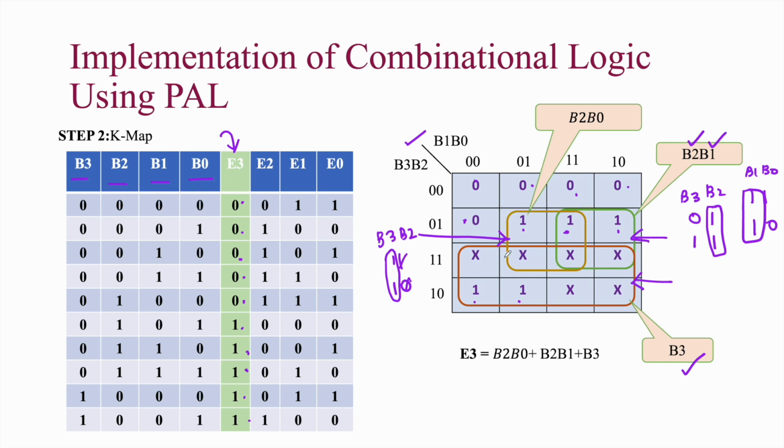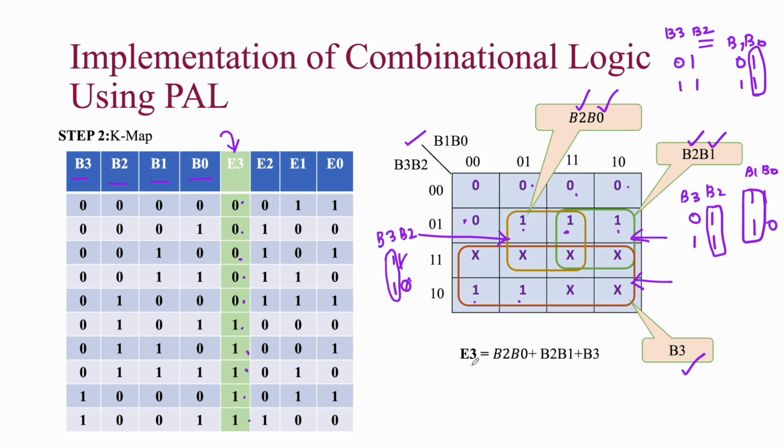Similarly, for the group highlighted with brown, we have to consider the rows 0, 1 and 1, 1, which is B3, B2. While considering this, B2 does not vary, therefore I am taking B2 into the expression. Similarly, when we consider column-wise, it is 0, 1 and 1, 1, so the second bit does not vary, which is B1 and B0. B0 does not vary, therefore I am considering B0 into the expression.